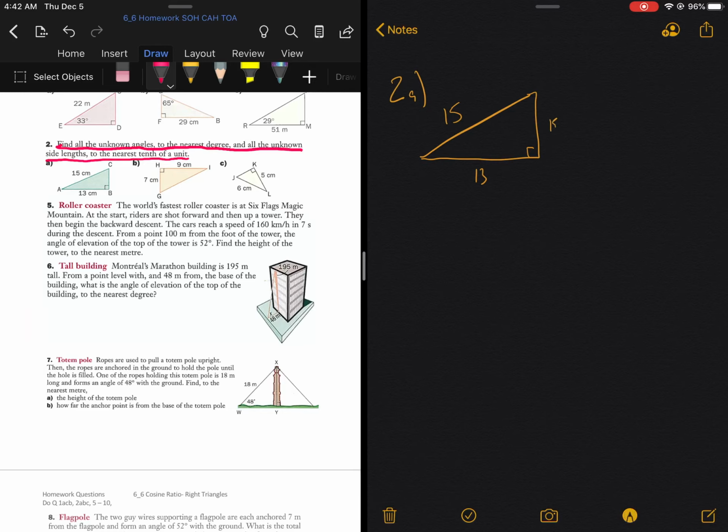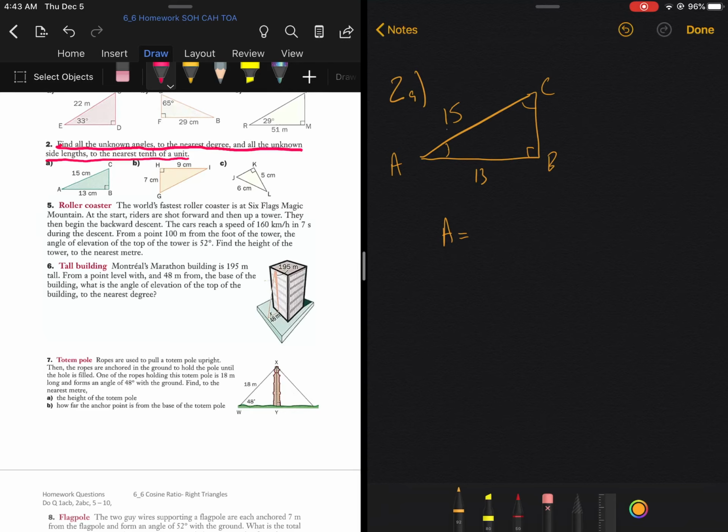We could use Pythagorean theorem. This side's actually equal to 15 squared minus 13 squared, if we wanted to. But we're not going to do that. What we're going to do instead is try and find this angle or this angle. They're already called A, B, C. So how am I going to find angle A?